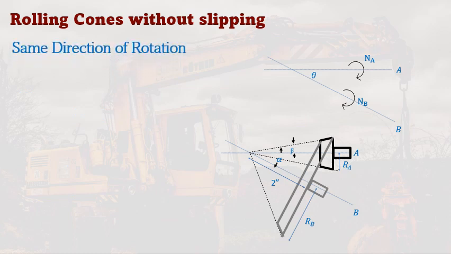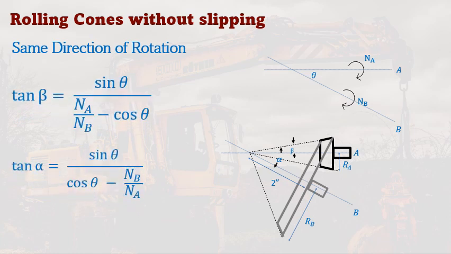And for rolling cones which rotate in the same sense of direction, as you can see in this diagram, this would be the schematic diagram if that would be the case. You can see here that their diameters or radii would interact with each other, as you can see here.